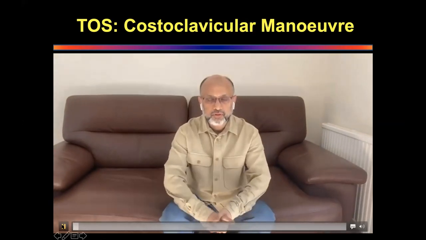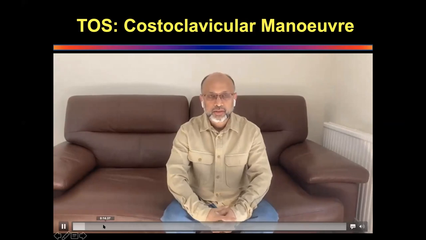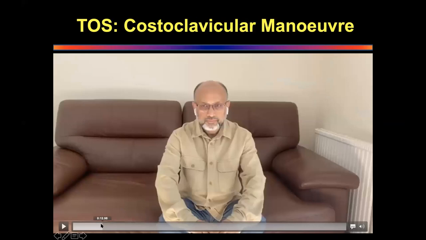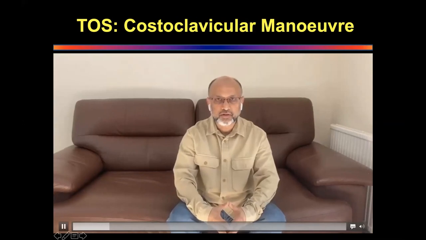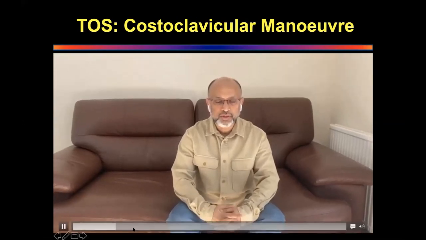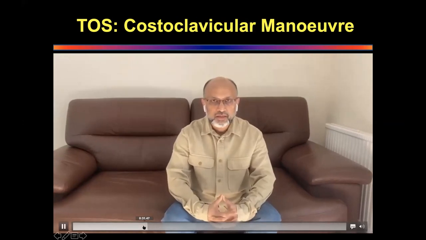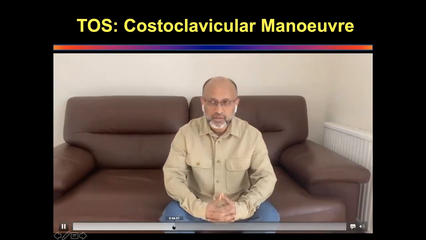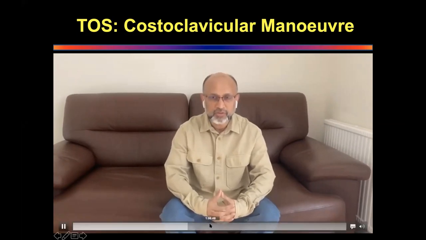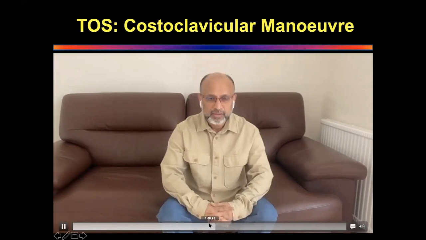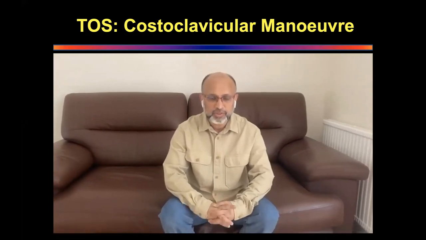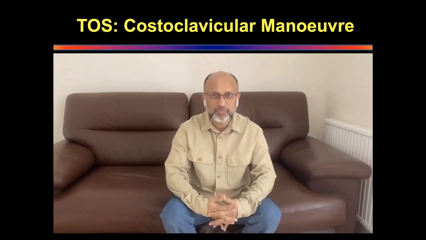In this video, we're going to show you the costoclavicular maneuver. Thoracic outlet syndrome is defined as a neurovascular complex, which is due to compression of the brachial plexus and vessels in three areas. One is the scalene, another the coracoid process. The structures could be compressed by the subclavius or with this test. This test shows you which positions provoke and relieve the symptoms.